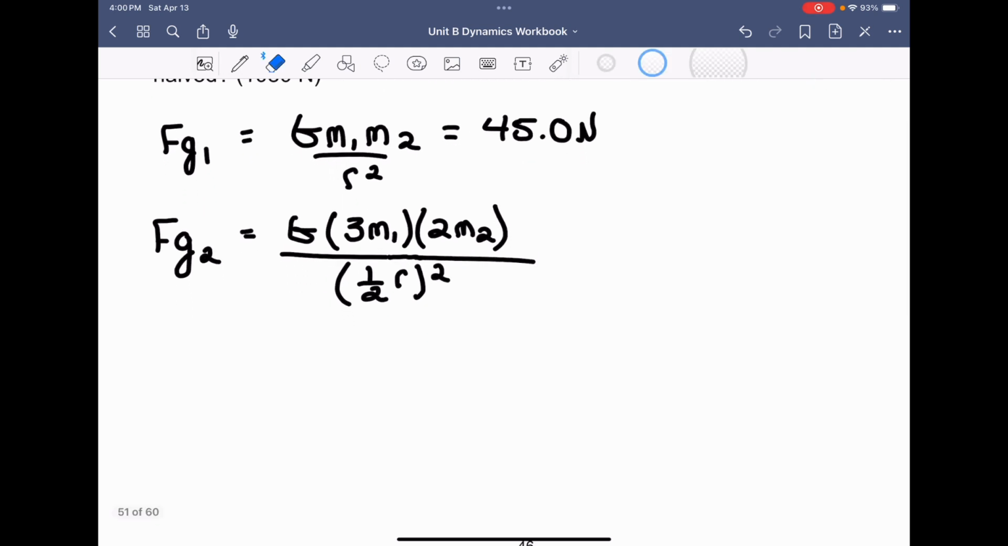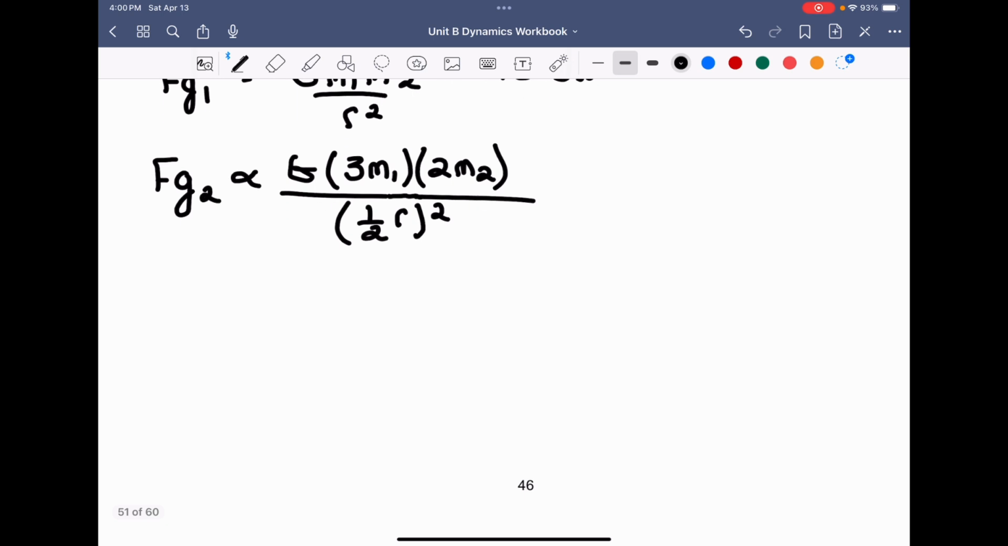And instead of saying equals, we need to make sure that this is proportional. I'm going to start with it being proportional because it's proportional to the change in all these variables. Now, if I continue this, I'm going to get Fg2 proportional to, and I'm going to take these and combine them together. 3 times 2 gives me 6. So I'm going to write this as 6 G m1 m2.